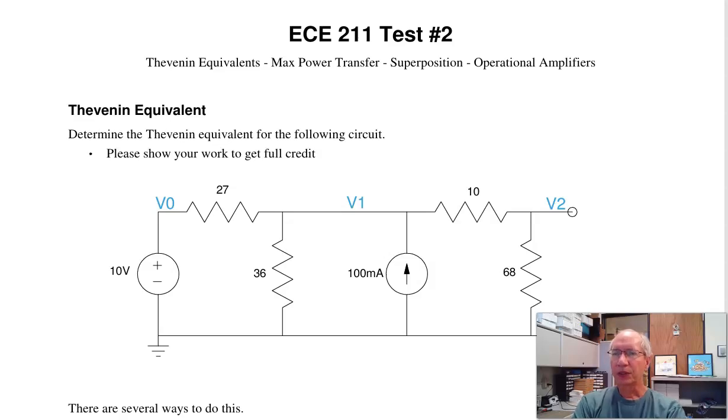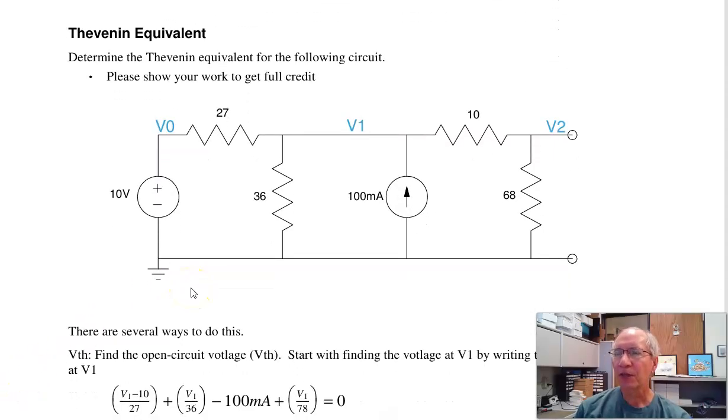Here are solutions to test number 2 for ECE 211 Circuits 1. This test looks at Thevenin equivalence, max power transfer, superposition, and op amps. The first problem is, given a circuit like this, find the Thevenin equivalent looking in. I know that the Thevenin equivalent is going to be a Thevenin voltage and a Thevenin resistance.